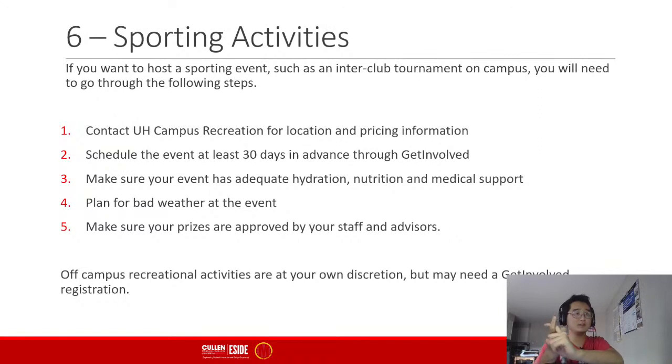The first thing you need to do is contact UH Campus Recreation for location and pricing information. They'll provide you with equipment, and they'll tell you where. It's going to cost a little bit. So the student organization is going to pay between $50 to $100 depending on location and how long. Second, you need to schedule the event at least 30 days in advance to get involved. So fill out the information on Get Involved at least 30 days in advance.